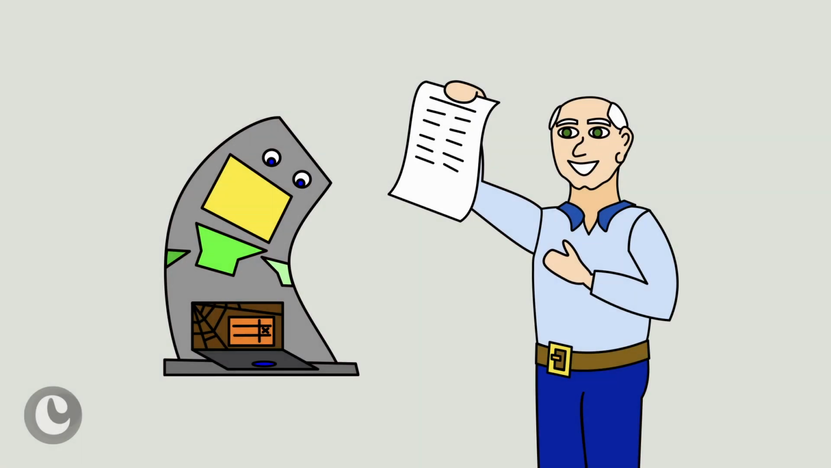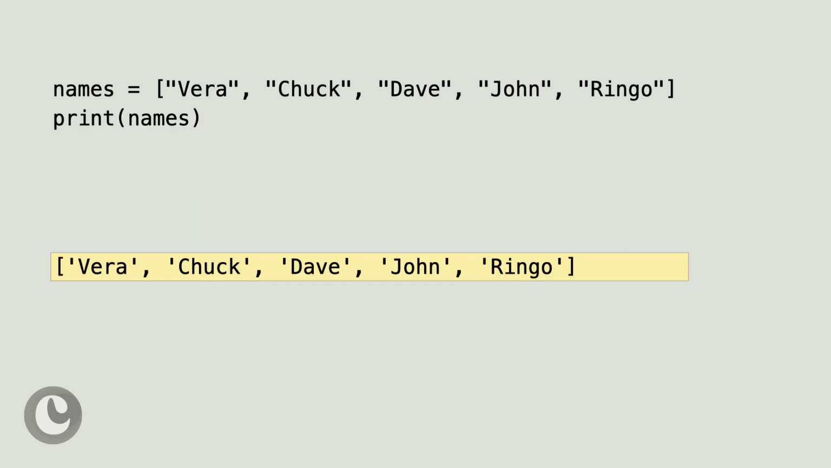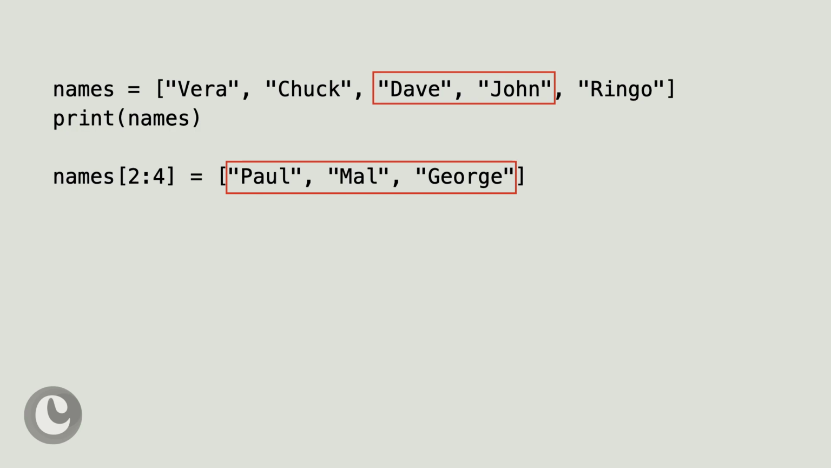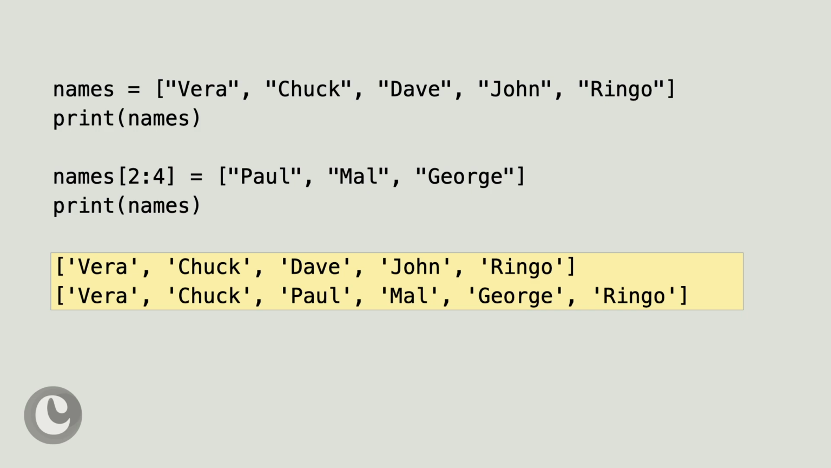You can even replace parts of lists with another list with a different length. For example, here is the names list again. This time I want to replace Dave and John with Paul, Mel and George. I print the result and indeed, 2 names have been replaced with 3 names.